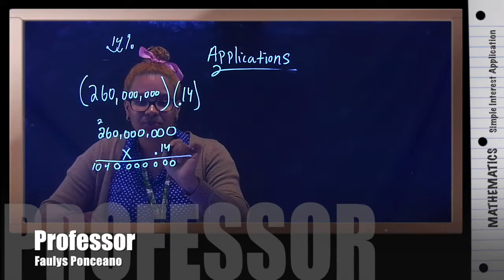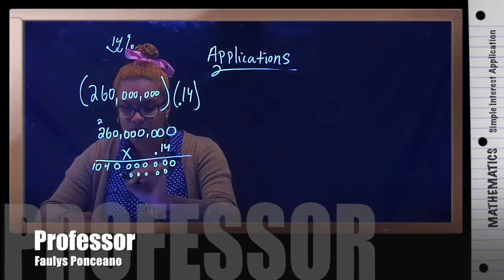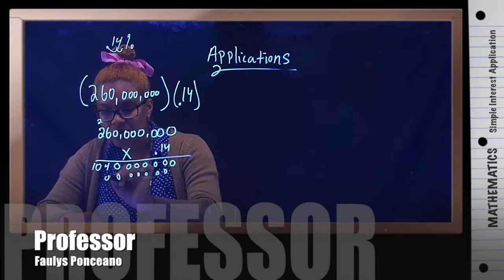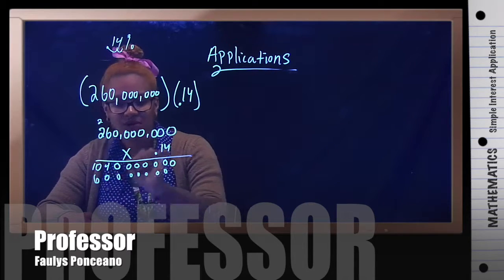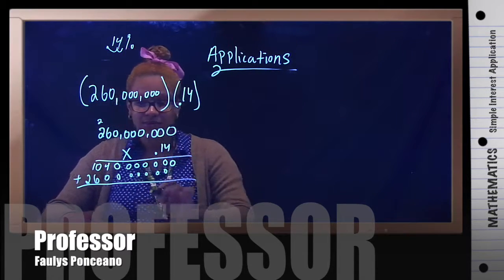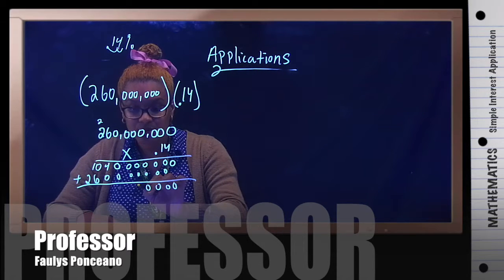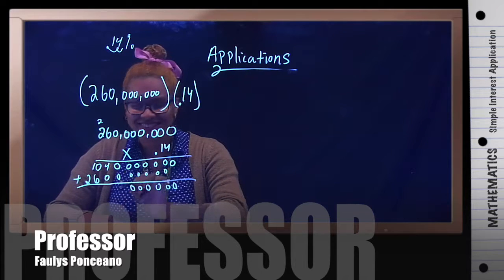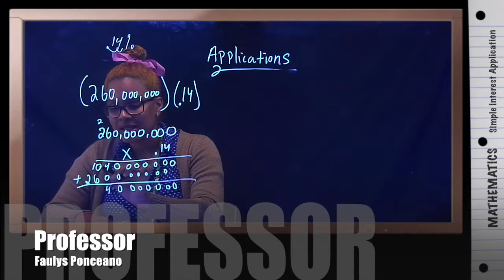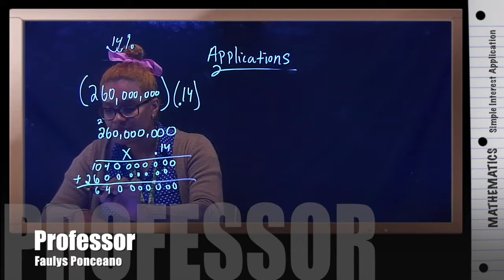Okay, now we'll go with the 1. Again, 6 zeros. 1, 2, 3. 1, 2, 3. 1 times all the zeros. Then 1 times this 0 is 0. 1 times 6, 6. 1 times 2 is 2. Now we're going to add. Bring down the 0, 0, 0, 0, 0, 0. A lot of zeros. 4 plus 0, 4. 0 plus 6, 6. 1 plus 2, 3.